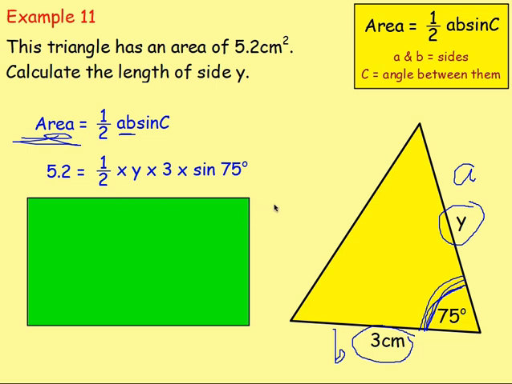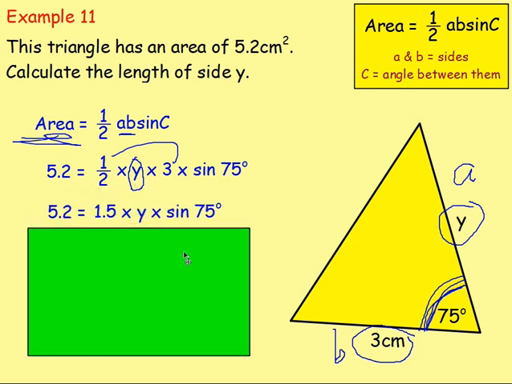We are having to work out the length of side y, so we want to get y just on its own. You can do this different ways. What I would do first of all is just work out that half of 3. Half 3 is 1.5, so I'd rewrite that as 5.2 equals 1.5 times y times sine 75. You could also do 1.5 times sine 75 and you end up with a decimal. You can do that absolutely fine, so you get y equals whatever that decimal would be.